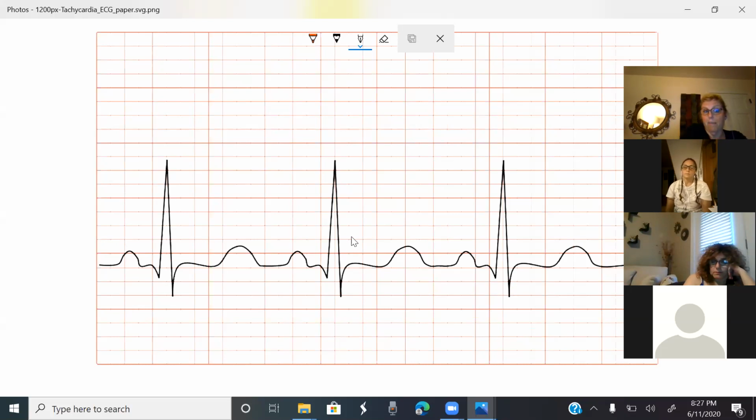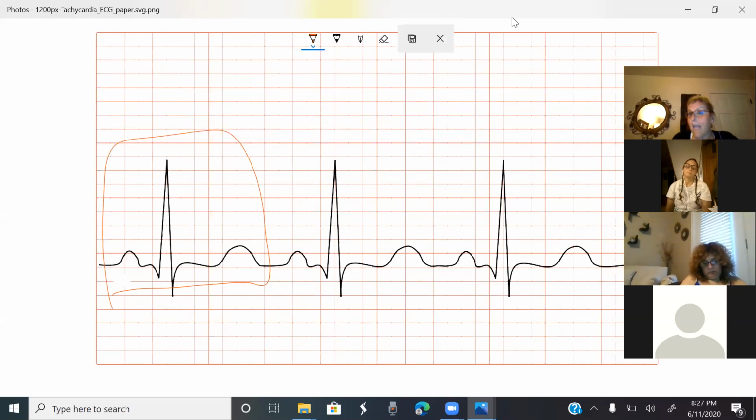We have a P wave, right? We have a QRS and a T wave. It's a heartbeat. So if I have these things, is that a sinus rhythm? Is that normal sinus rhythm? No. Right. First of all, we know if the heart rate is 50 and we have all this, that's bradycardia right off the bat.